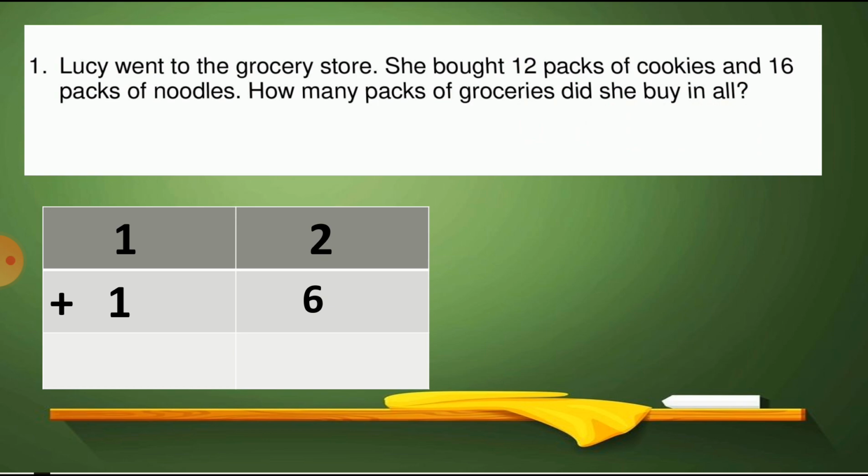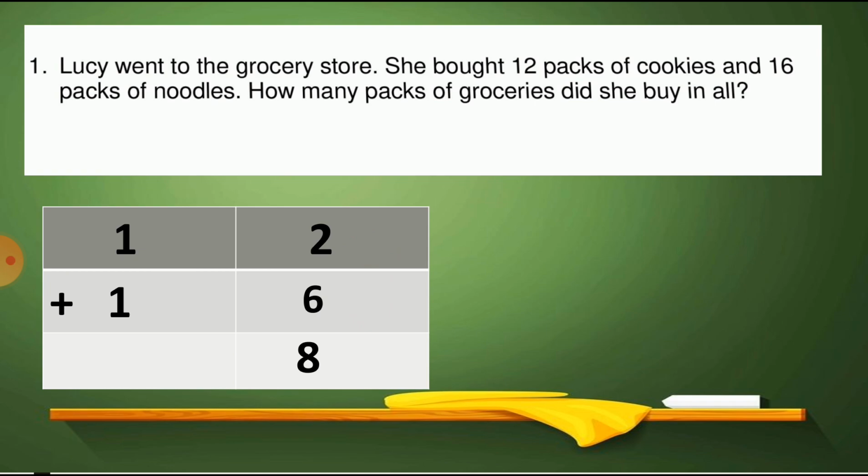So, here students, 2 plus 6. Here are the 12 packets of cookies. I write down this number 12, which is the cookie packets, and the number 16, which is the packets of noodles. So, we find the digit information here. Let's start solving this sum. Here is the ones column. 2 plus 6 is equal to 8. So, we write down 8 under the ones column.